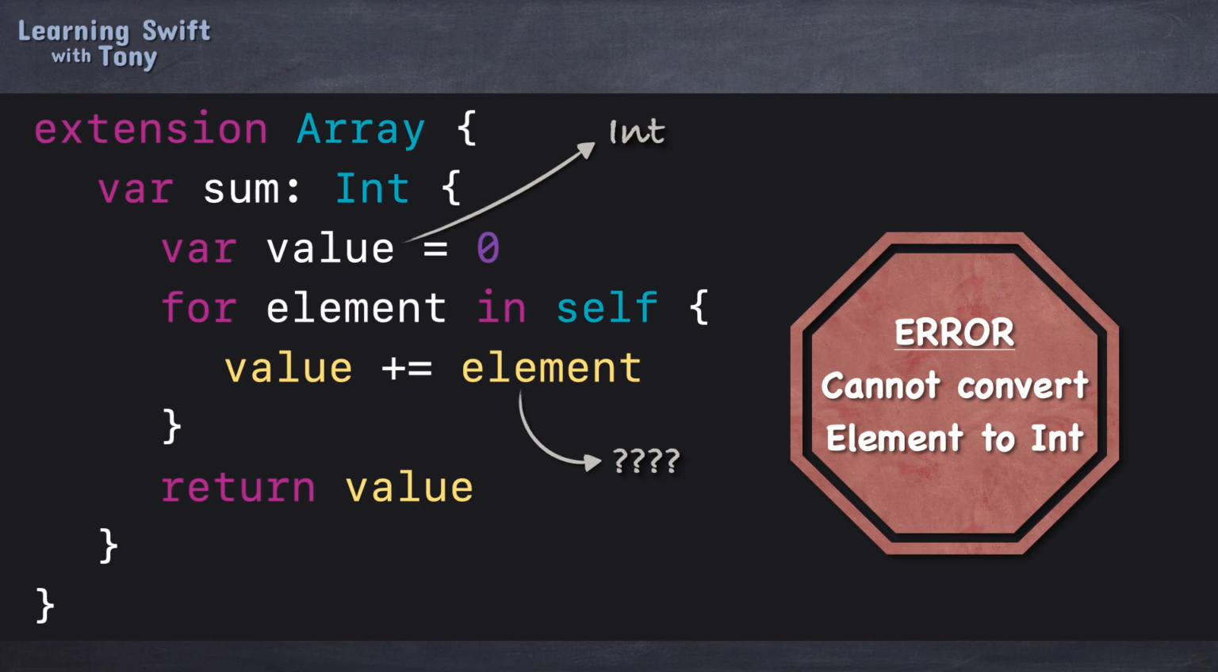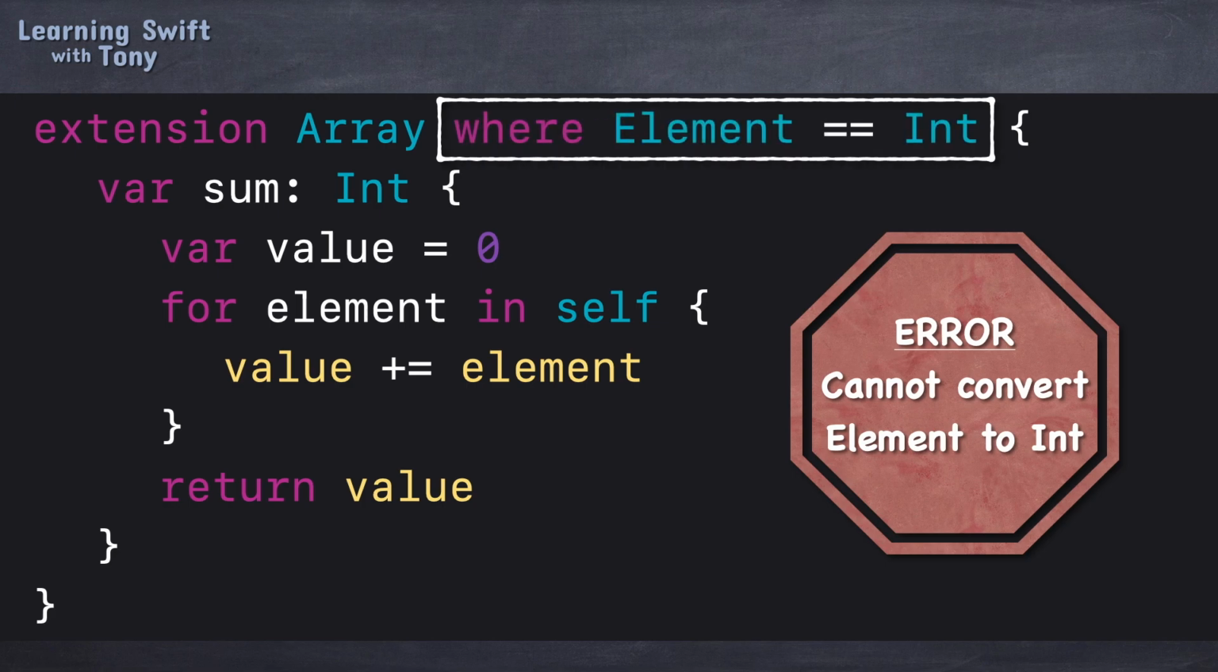Now, we know that we want this functionality to exist only when it makes sense. Let's say when the array contains integers, but the compiler has no idea what we want. So we need to tell it, hey, we want this extension only on arrays constrained to integer elements. And we can do that with a where clause when declaring the extension like this. Extension Array where Element == Int.